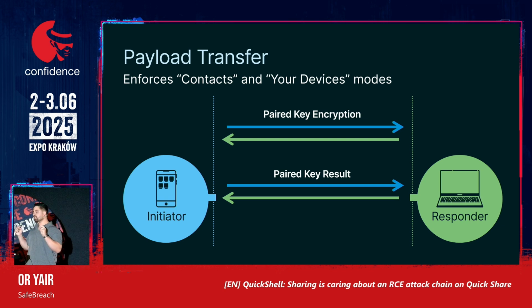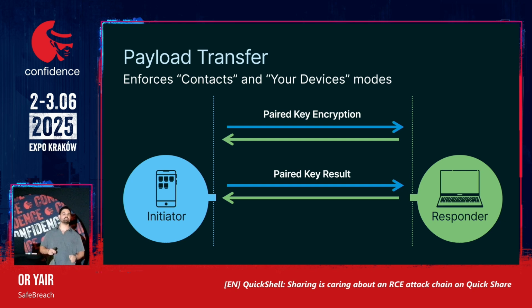The device visibility modes define the entities that are allowed to send files to the current device. There are 3 visibility modes. You can set them to everyone, contacts, or your devices, which means that you are able to receive files only from devices linked to your Google account.